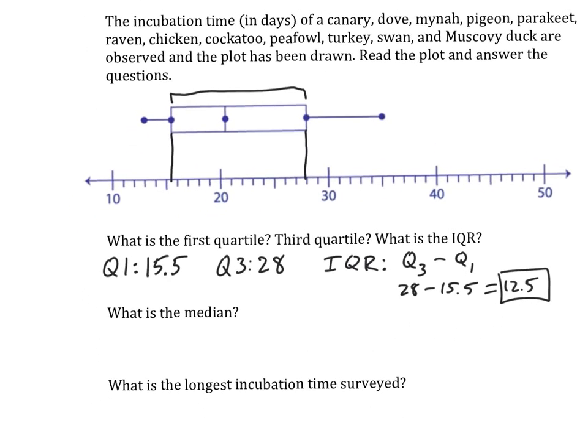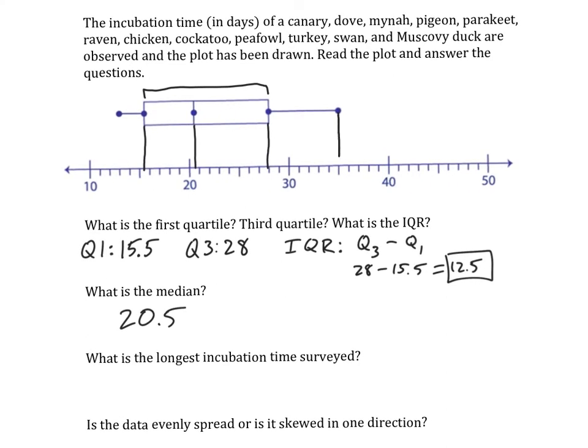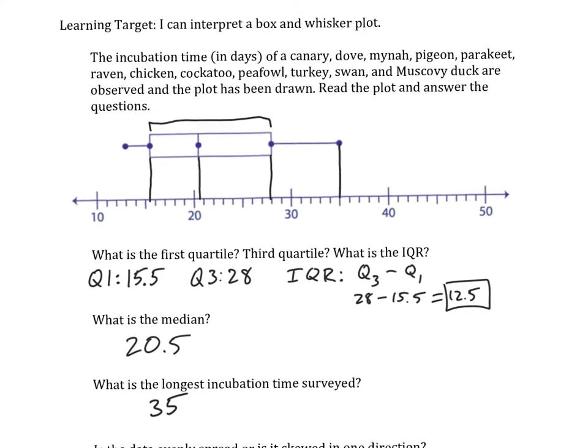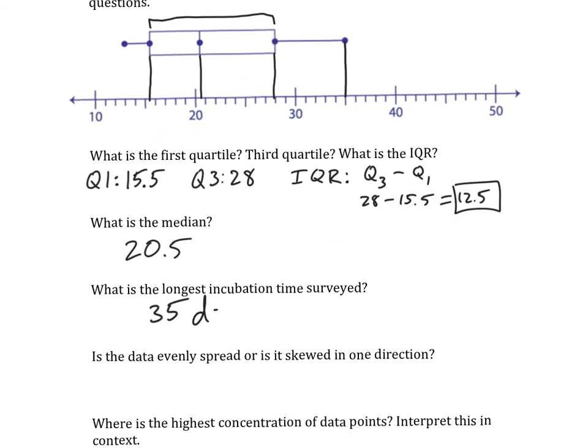Now let's think about the median. The median will be right here. Looks like it's about halfway between 20 and 21, so the median is going to be 20.5. And now, this question asks, what is the longest incubation time surveyed? Well, the longest incubation time, that'd be the biggest, the maximum. So that would be our maximum up here, which looks like it's about 35. And it's in days, our graph up here says in days. So it's going to be 35 days.